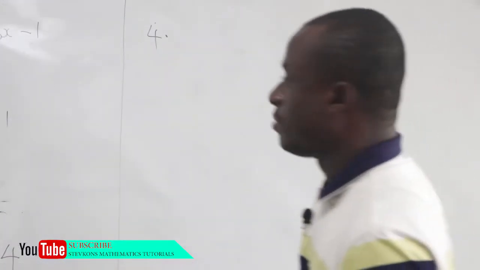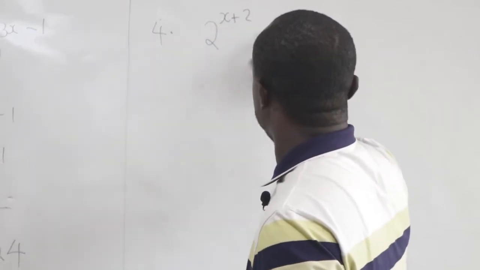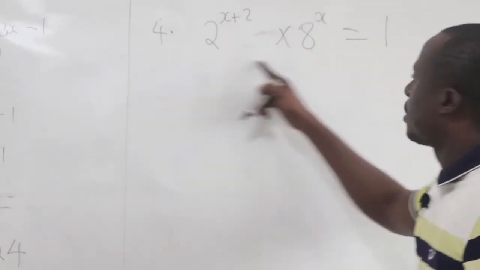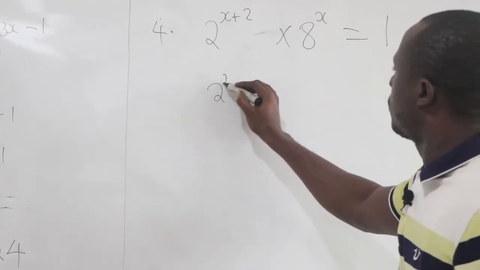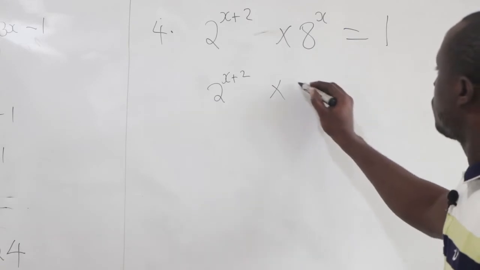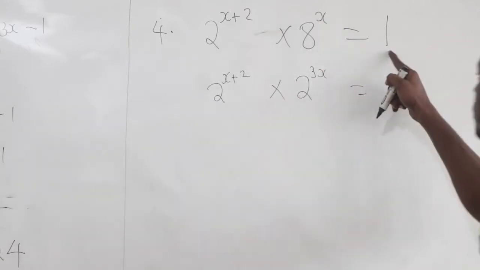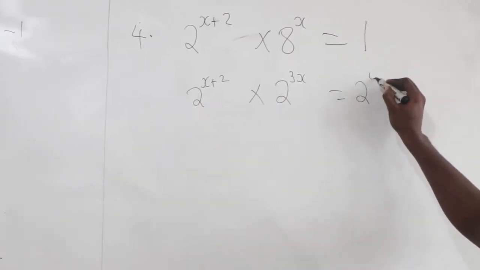Now, question number 4 says that if you have 2 to the power x plus 2 times 8 to the power x equal to 1. Clearly, what are we supposed to do? Make all the bases the same. We have 2 to the power x plus 2. Here, 2 to the power 3 will give us 8, and it's going to multiply the x. Here, because we are making all the bases 2, this one will be 2 to the power 0.